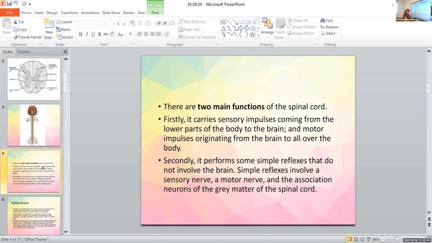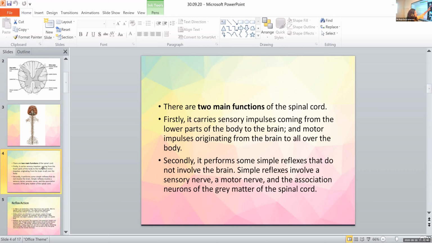Simple reflexes involve a sensory nerve, a motor nerve, and the association neurons of the gray matter of the spinal cord. And the second main function of the spinal cord is the reflex action. Have you heard about reflex action? Yes, yes. For example, when you touch something hot, you pull your hands back. That is a reflex action.